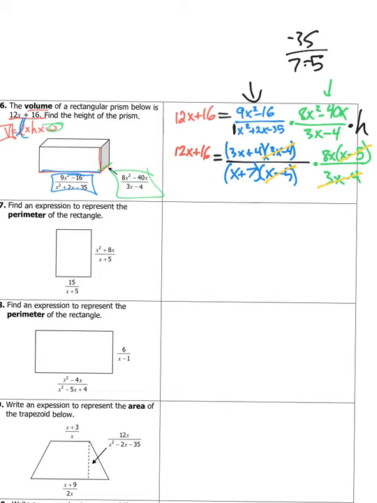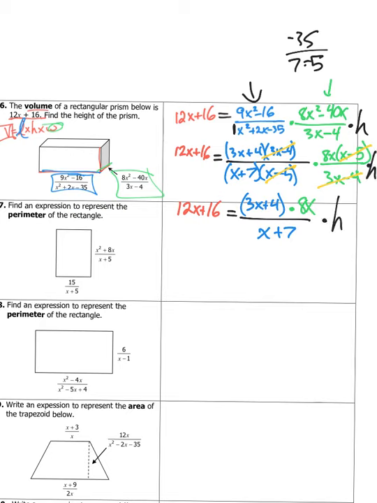So I still have my volume being 12x plus 16. And then I'm going to have 3x plus 4 times 8x. Okay, that's still up top. And then on the bottom is going to be the x plus 7. Now we can't forget about the h. I know I didn't put it in there in that step, but we're still multiplying by h.